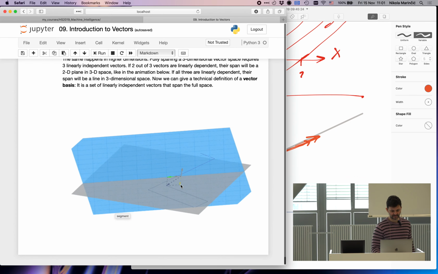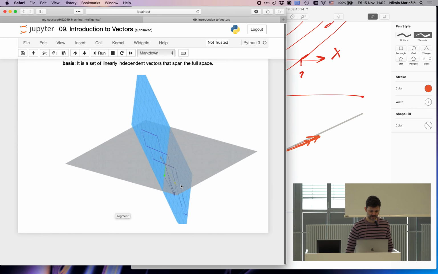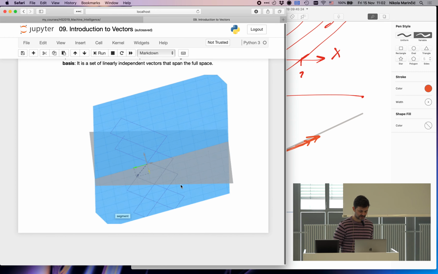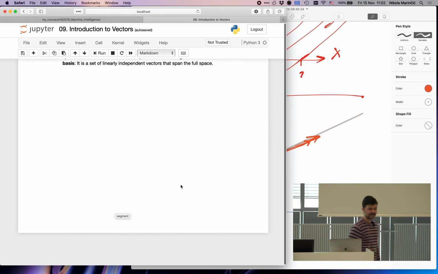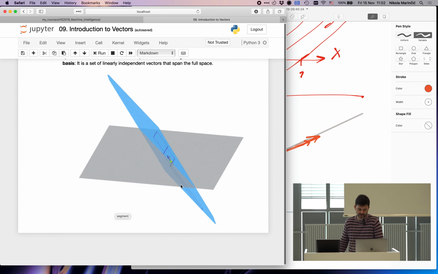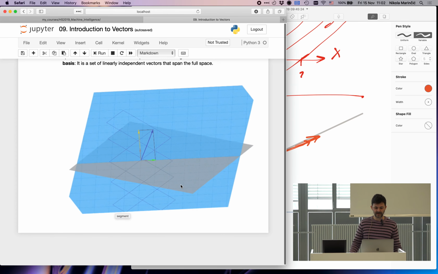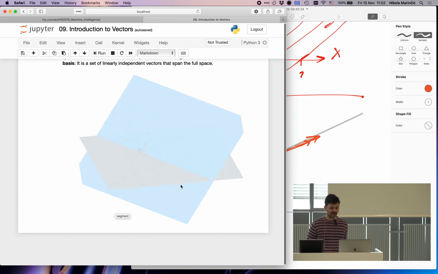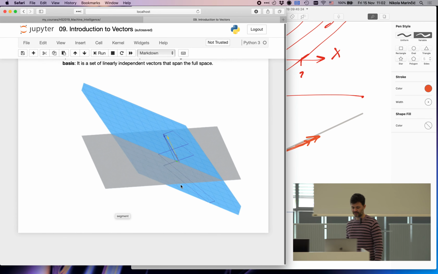But here, what I have is three vectors. We have the green and yellow one, you see it's there, and you have the purple one. And the purple one is a linear combination of the green one and the yellow one, because it's their addition. So the purple is yellow plus green. Therefore, we have three vectors, but they're linearly dependent on each other. Only two vectors are unique in this space.